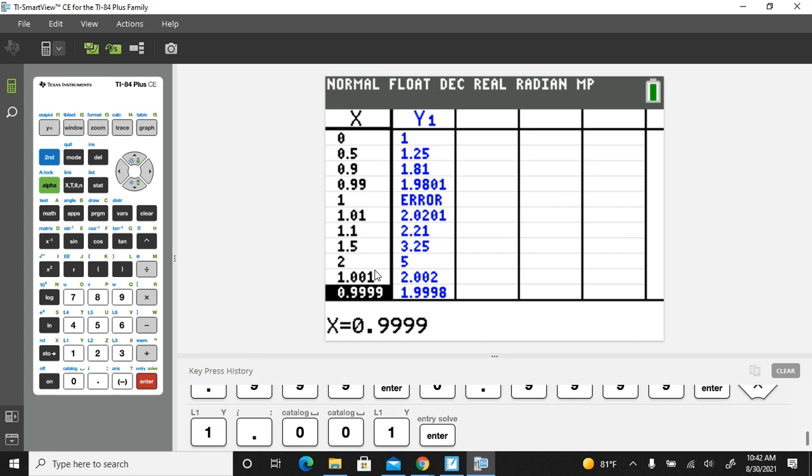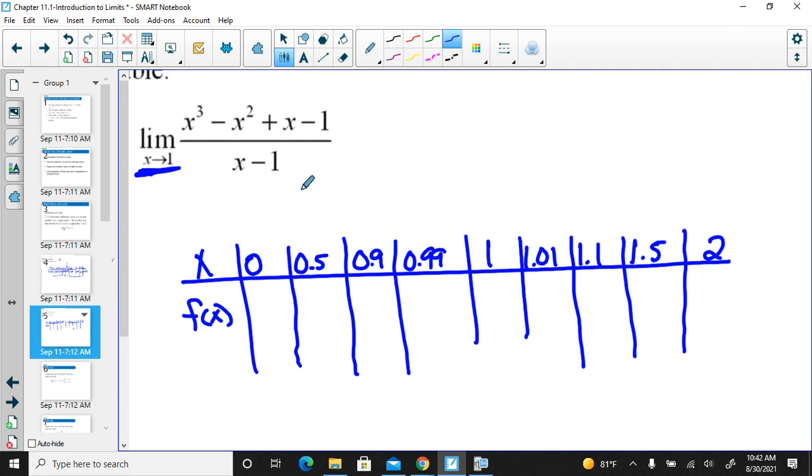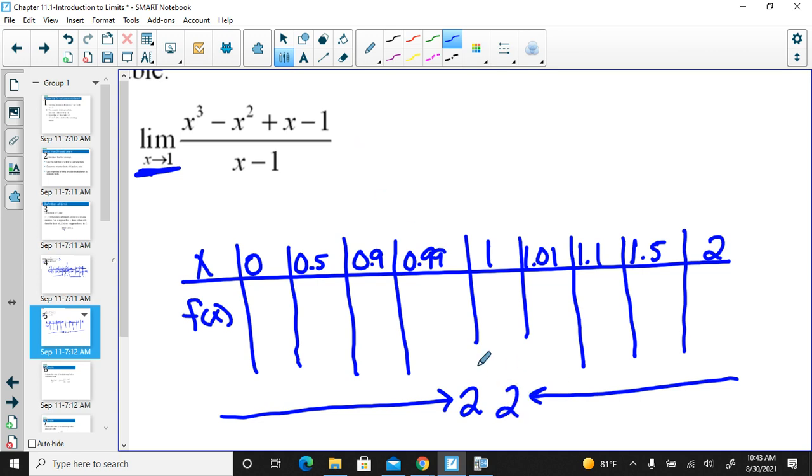Oftentimes one-sided limits are only useful when you pick an x as you're approaching a vertical asymptote. We'll talk about that a little bit later. Since as we got closer to 1 from the left, my y value approached 2, and as we got closer to 1 from the right, my y value approached 2, and these are equal, then we can say that my limit is 2.